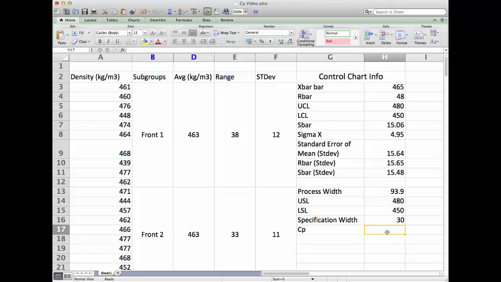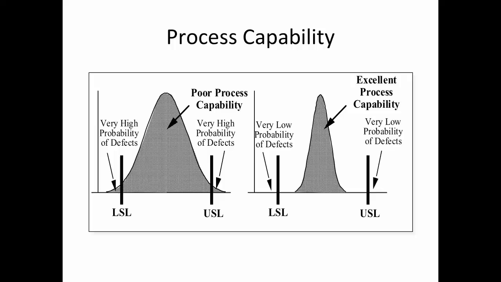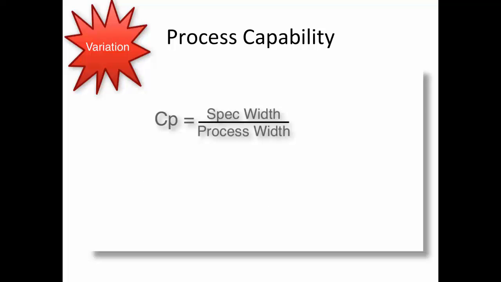Now that I have my process width and my specification width, I can calculate the value for Cp, which is equal to my spec width divided by my process width. The value for Cp, or capability, is 0.32. So I've just calculated Cp as being 0.3. What is Cp? What does that mean? Cp is essentially a measurement of variation.